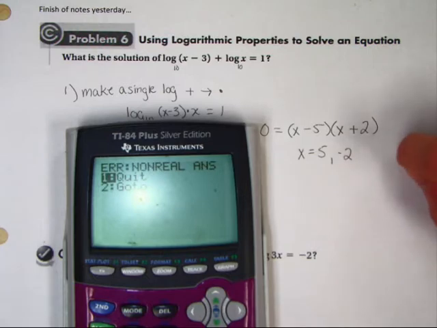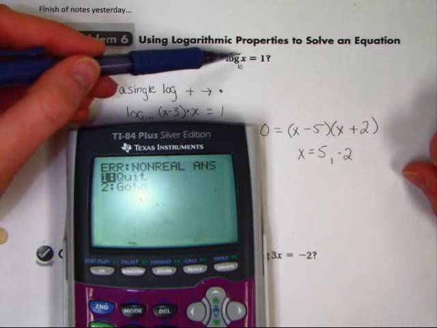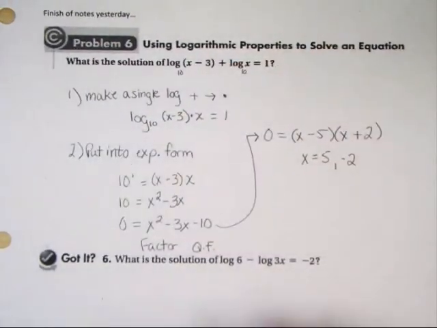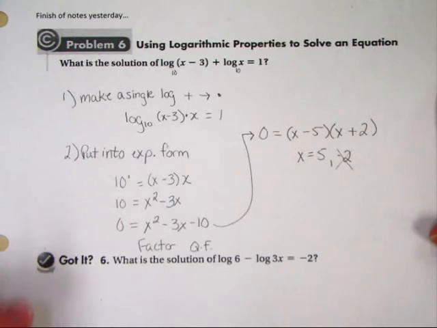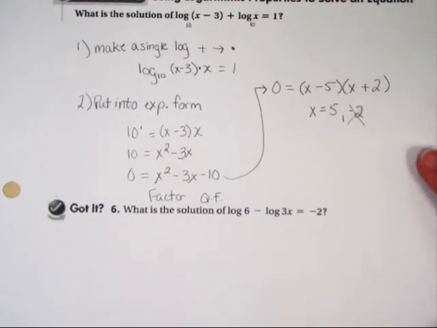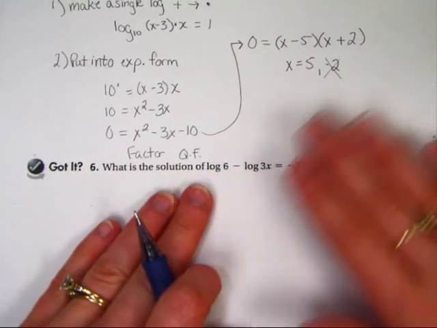See how we get no real answers? That's because way up here, when we had an x all by itself, we're not allowed to have a negative logarithm. So for the original problem, negative 2 is not okay. Got it? Number 6. What is the solution of this equation using logarithms?